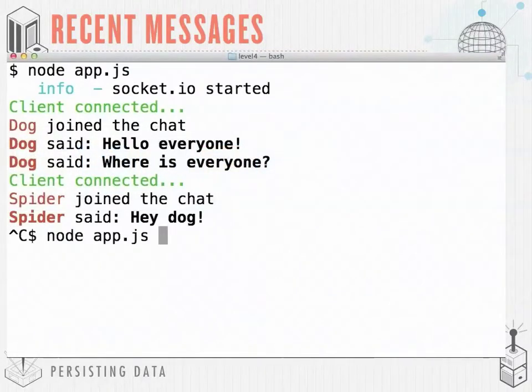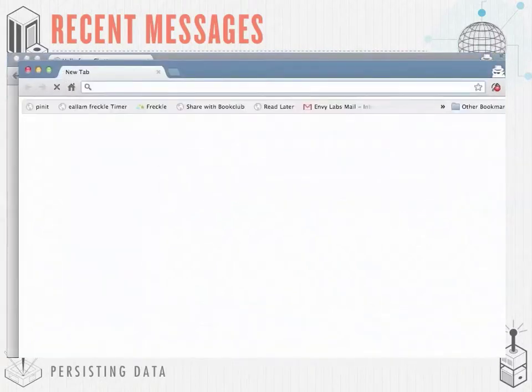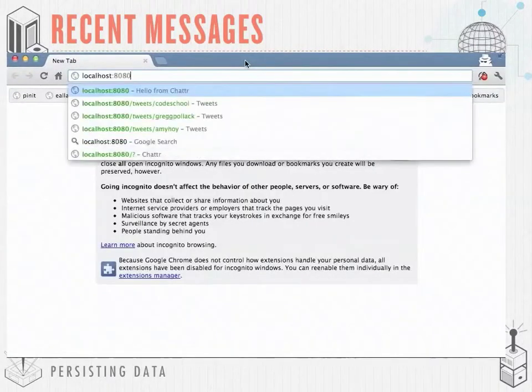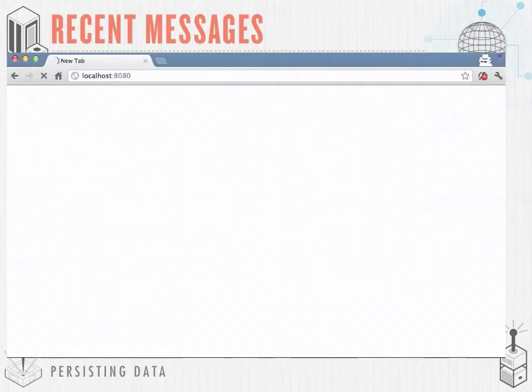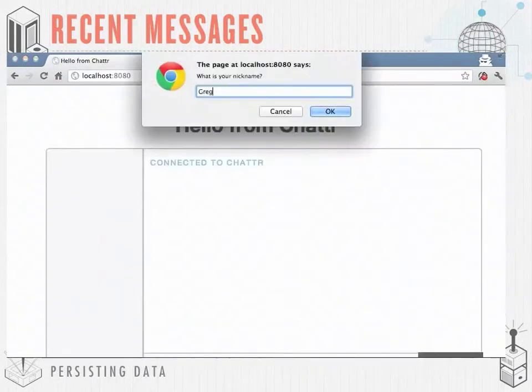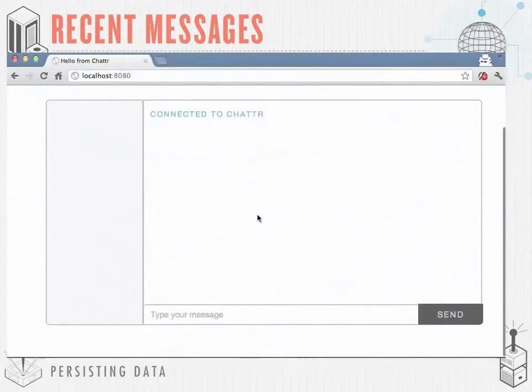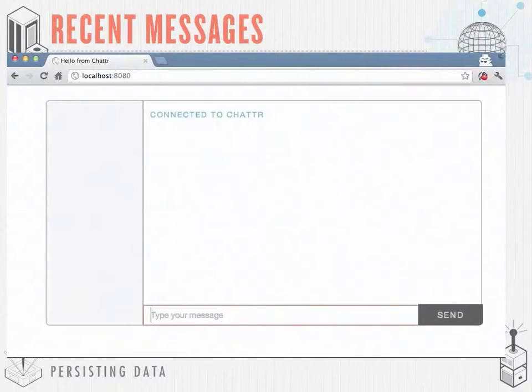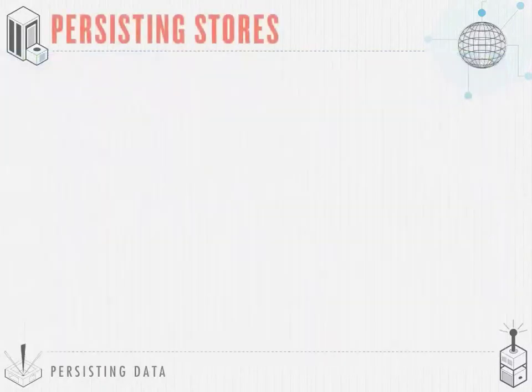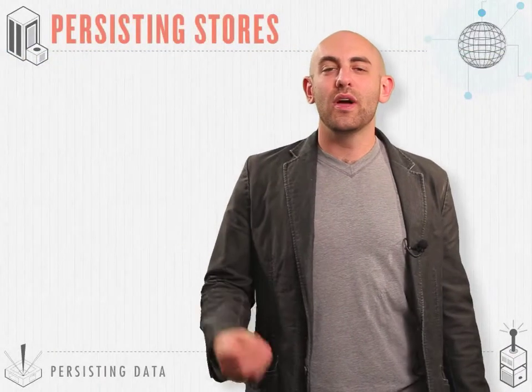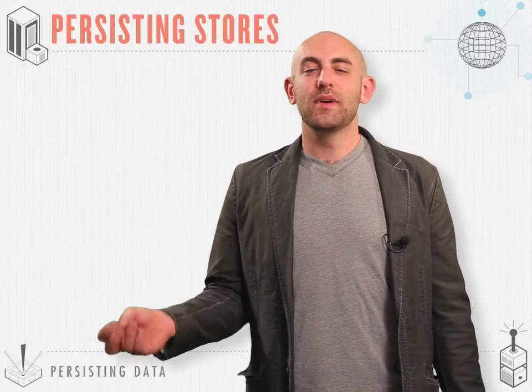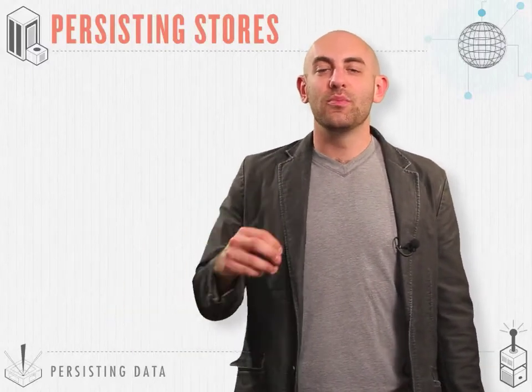And there's a little bit of a problem with this. What happens if we restart our Node application and then a new client connects? Are they going to see those previously sent messages? Well, they're not, because we were storing those messages in an in-memory array. Whenever we restarted that application, those messages were lost. To solve this problem, we need a way to persist these messages outside of our Node process.